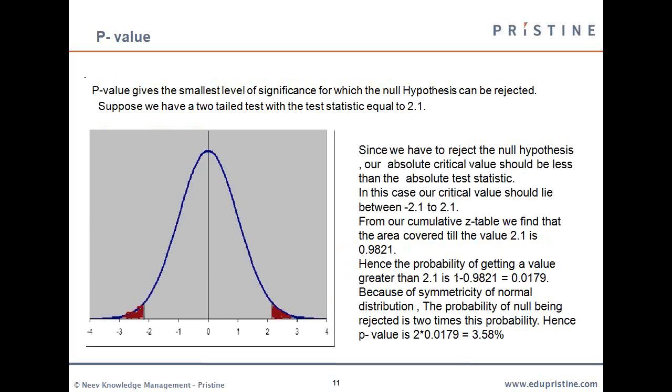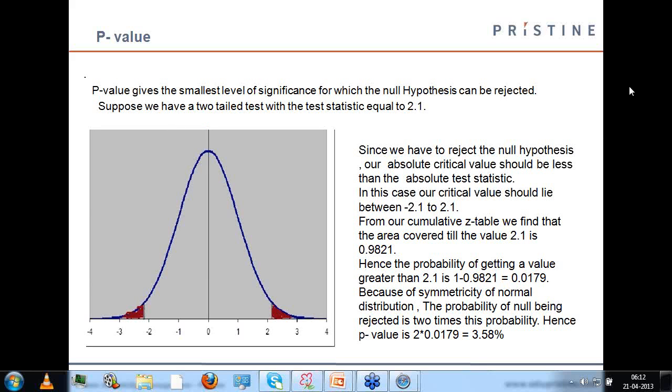Now the p-value. Let us understand what the p-value is. The p-value is a very important concept in hypothesis testing. The p-value gives the smallest level of significance for which our null hypothesis can be rejected. So suppose we have a two-tailed test with a test statistic equal to 2.1.